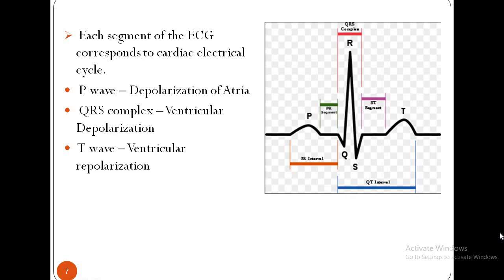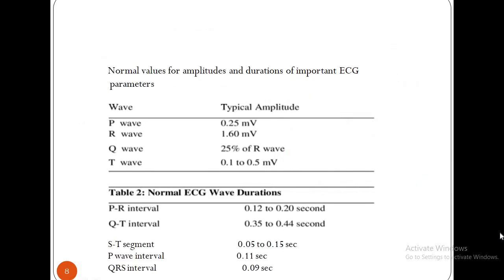ECG provides valuable information about a wide range of cardiac disorders, such as the presence of an inactive part or an enlargement of the heart muscle. The waveforms thus recorded have been standardized in terms of the amplitude and phase relationships, and any deviation from this would reflect the presence of an abnormality. These are the normal values for amplitudes and durations of important ECG parameters.